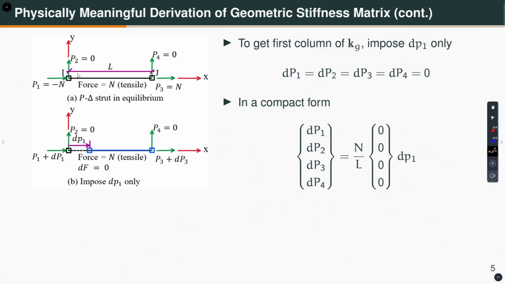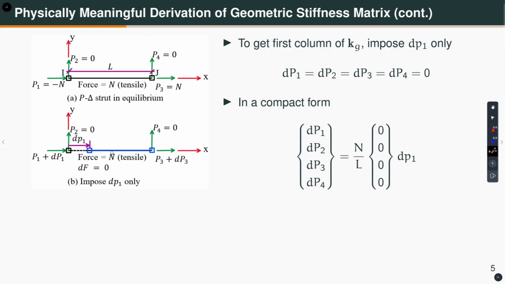So, to get the first column of the Kg, we impose dp1 only, and what do I get? If I impose dp1, this is deformed axially. Now, this force earlier was P1, now I am saying this is P1 plus dP1, this is P3 plus dP3, and this is P2 plus dP2, but it does not matter, this is going to be 0, this is going to be 0 anyway.